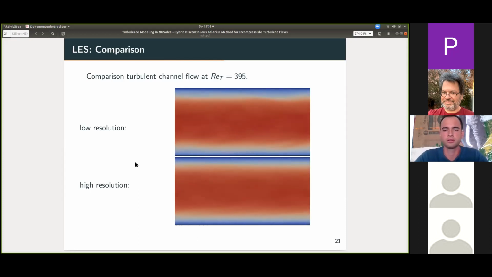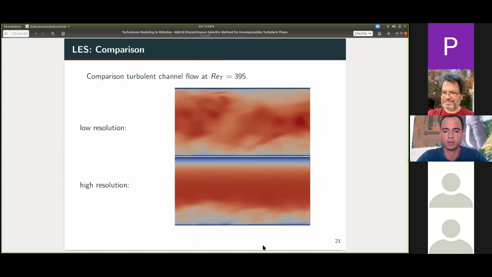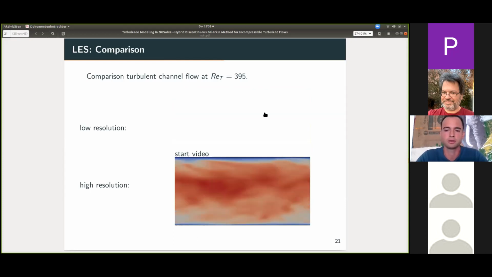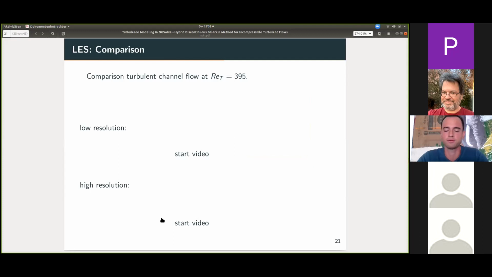So in the upper one, we see that it's getting quite unstable, and reaches the turbulent state faster. In the bottom one, it seems completely different. It takes longer. In the top one, we have already reached the fully turbulent mode, and then after some time steps, we also reach it for the high resolution case.